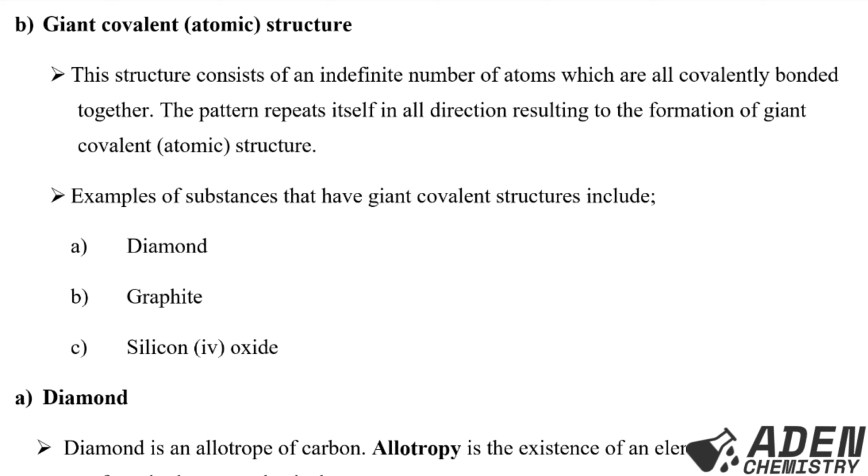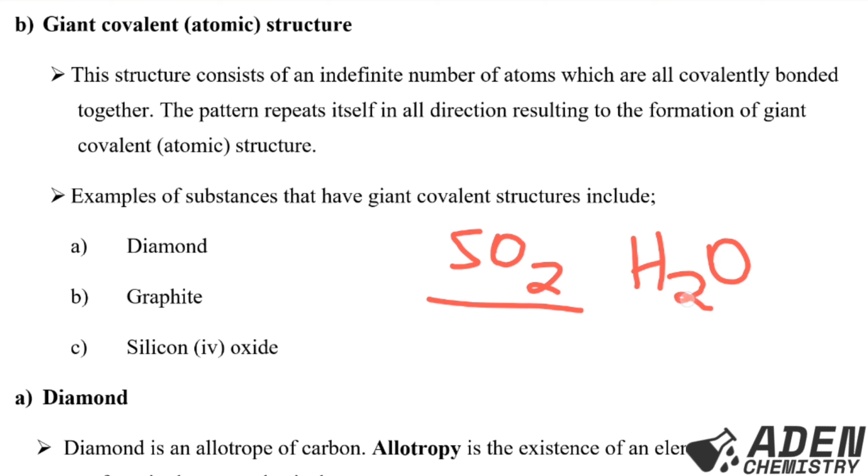For example, sulfur dioxide has a covalent bond because it has two nonmetals which have reacted, sulfur and oxygen. And we said when nonmetals react, they form covalent bonding. Another example is water: we have hydrogen and oxygen, which are nonmetals, so the type of bond there is covalent. Therefore, the type of structure that sulfur dioxide and water have is molecular structure, not giant covalent structure.